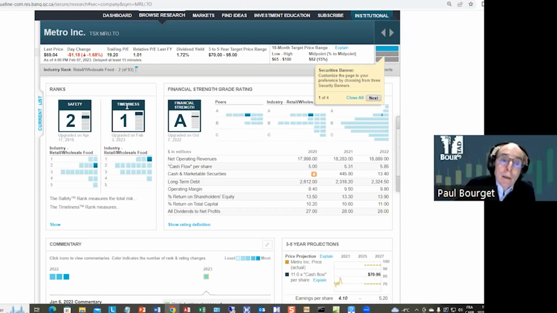Okay. So on February 3, let's say last Friday, Value Line upgraded the timeliness of Metro from 2 to 1. And we see that in the industry, retail, wholesale, just 2 other firms have such a rating, and Couche-Tard is one of the other ones. Couche-Tard also has 1 as we speak.